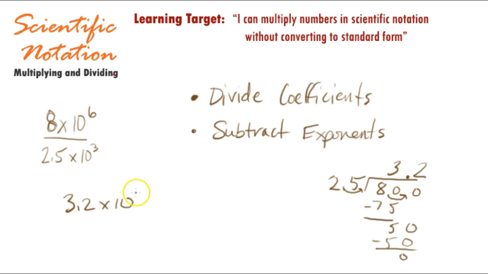times 10 to the, and again, this is the easier part, subtract exponents. 6 minus 3 is 3. And look at that. It does not need to be fixed. 3.2 is a number between 1 and 10, and we're good.